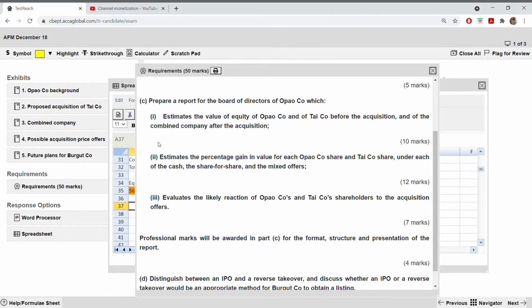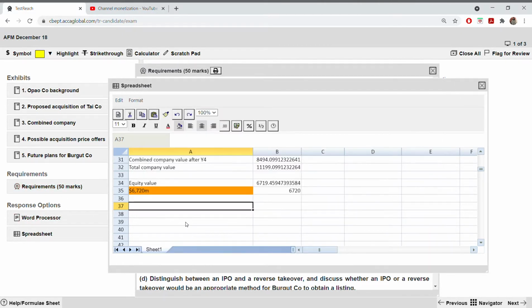So I'm going to start with appendix 2. Appendix 2 will be starting with the percentage gain in value for both of their shares and each of the three terms, that is cash offer, share offer and mix offer. That's why it's for 12 marks. So for this, right here, we are going to use Excel for it. So now I'm going to write appendix 2.